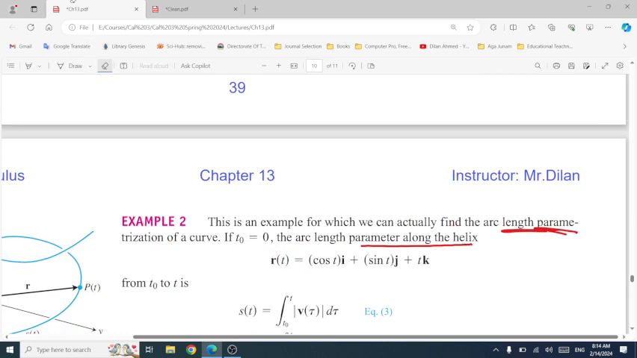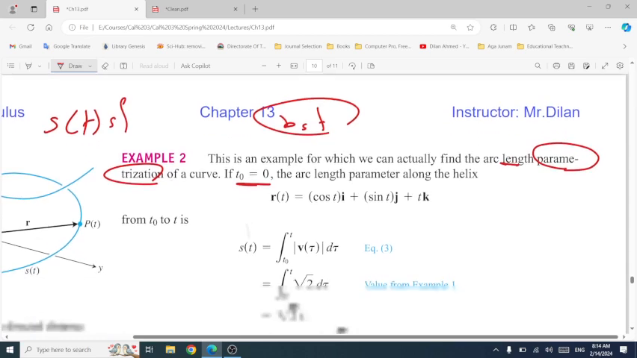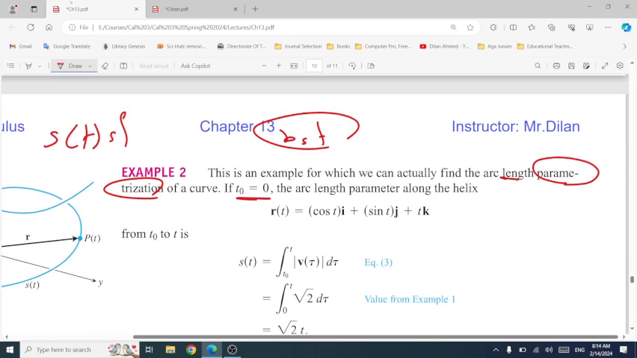Now, here's the example. You see you have T naught. Where is T1? Where is B? We have A, B. This is A, the given. Where's B? Not given. So it means that B equals t. And it says find the length parameterization. So it means that I want to find s(t). Is that clear? Good. So I say s(t) equal to the same function. I will get the same result. Am I right?